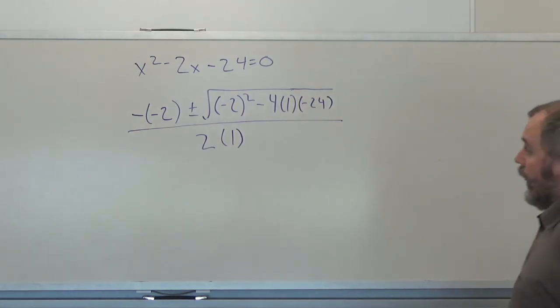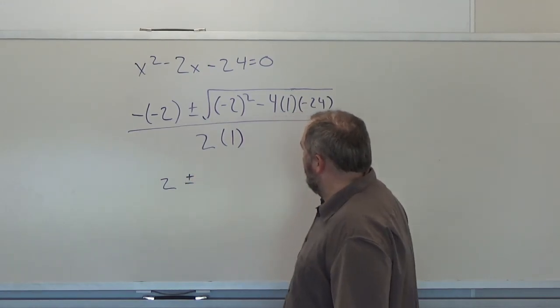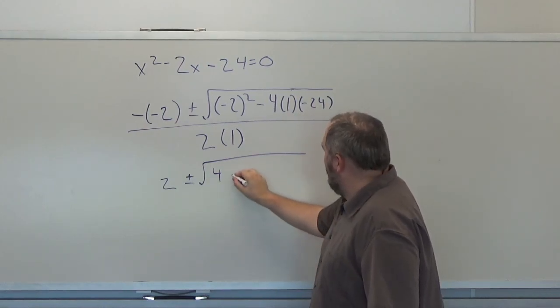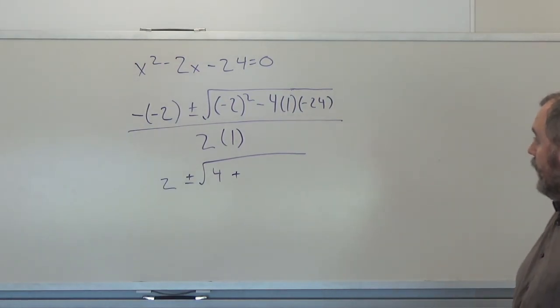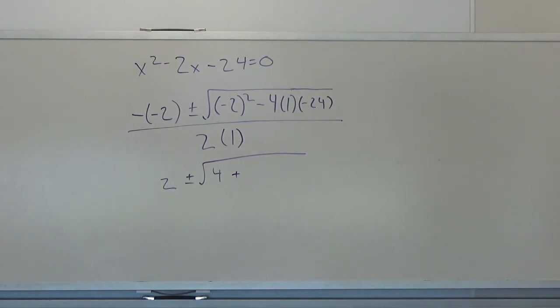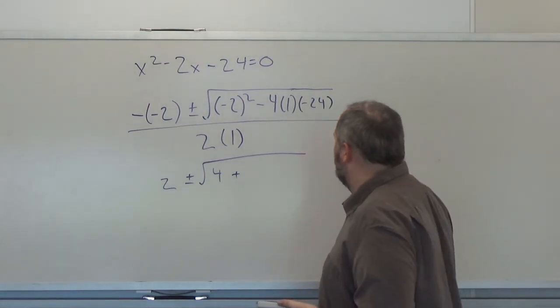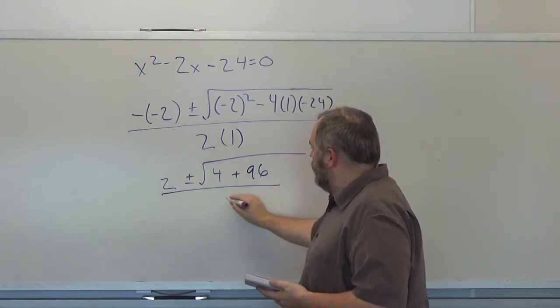Alright, so let's work it out. This is going to be a positive 2 plus or minus the square root of 4 minus, that's going to be a plus 4 times 24. That gives me 56. Lost my calculator again. I keep moving it. 24 times, what did I say? 96? Yeah, 96. I think I said 56 a while ago. Anyway, 96 all over 2.